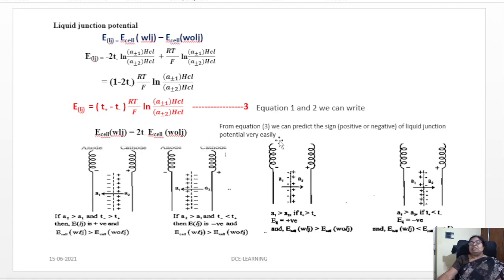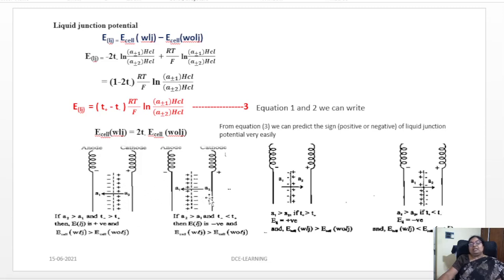From equation 3, we can predict very easily whether the sign of the liquid junction potential is positive or negative. Here it is the anode and the cathode. Look at that, that's A2. It passes from A2 to A1, which is a transfer of A2 to A1. It means that if there is this transfer, the concentration of A2 is greater than A1. Then the t minus ion goes to A2 to A1, that is t minus is greater than t plus. So A2 is greater than A1, and then the liquid junction potential will be positive.